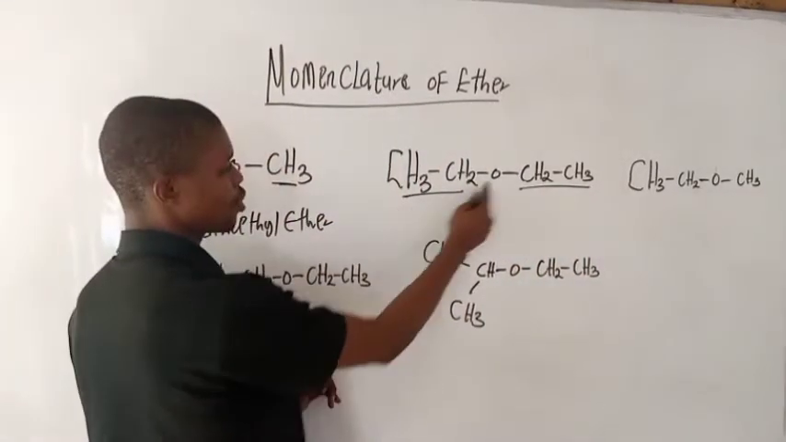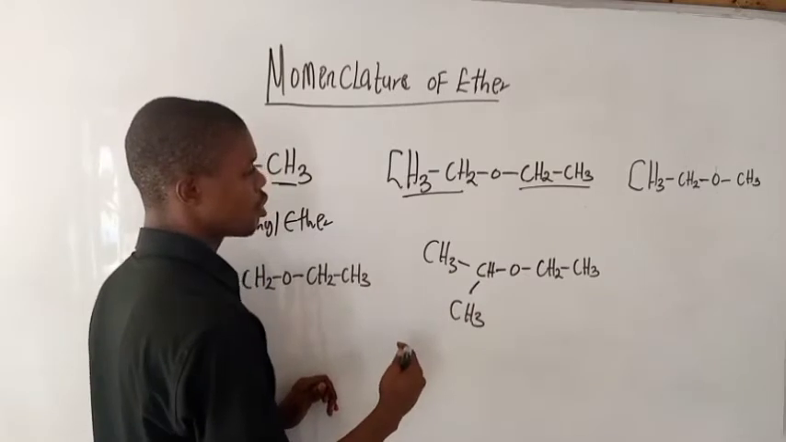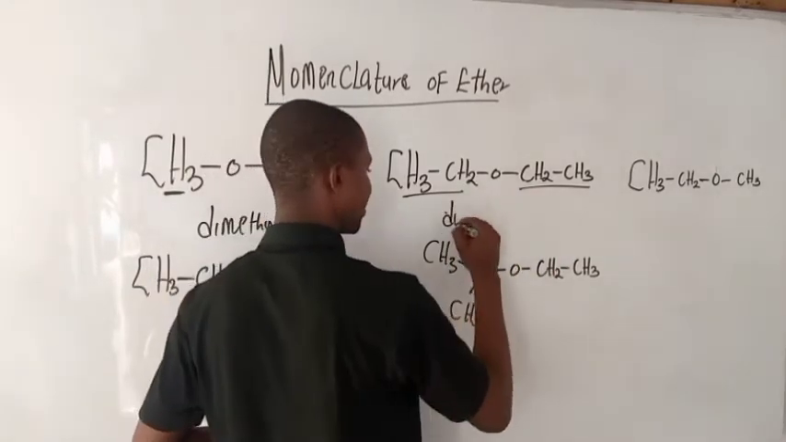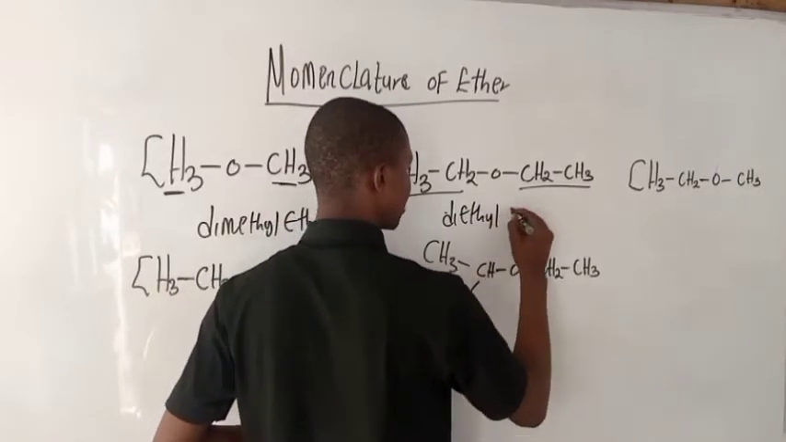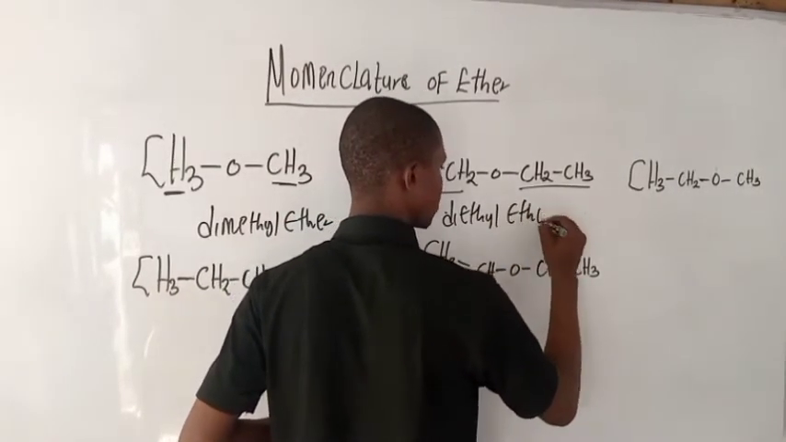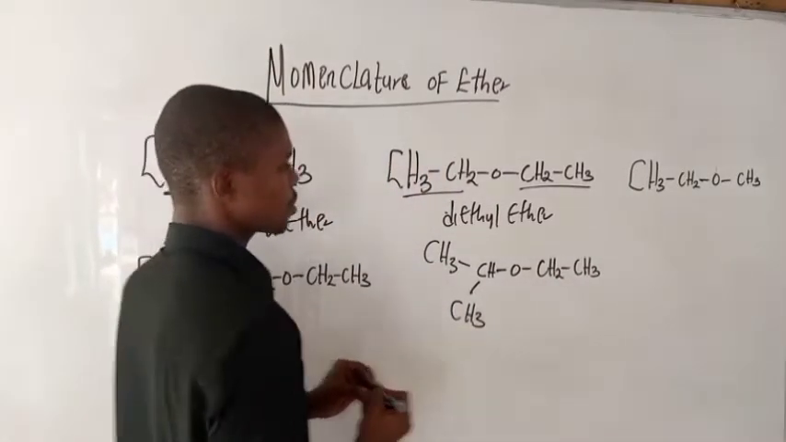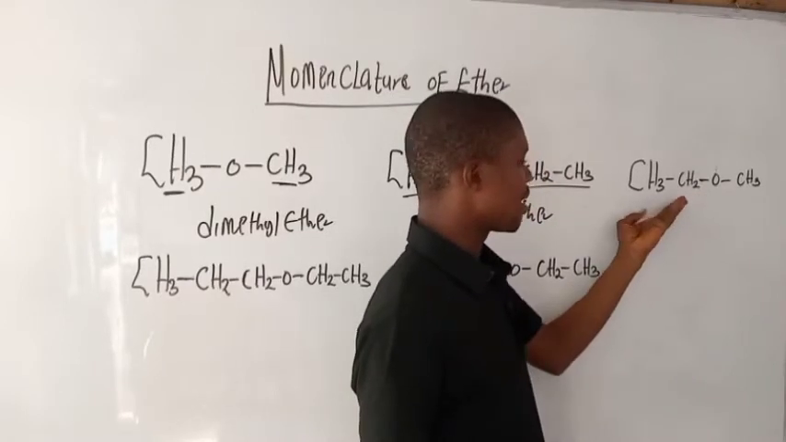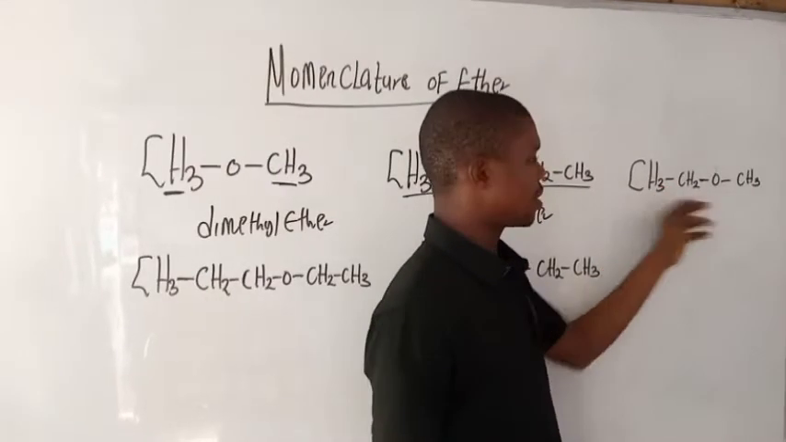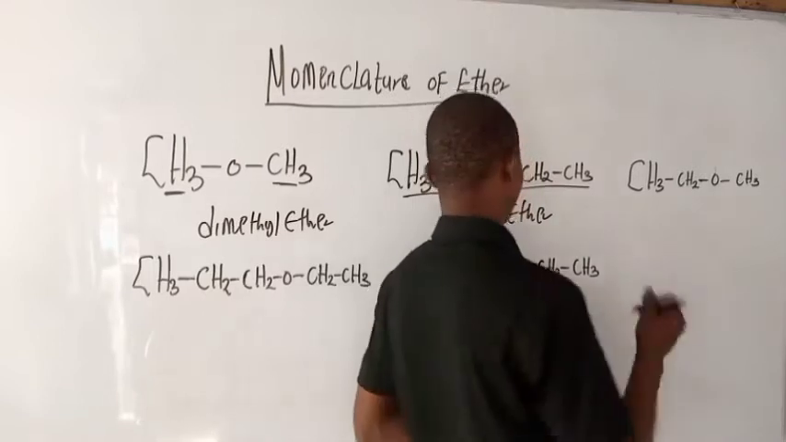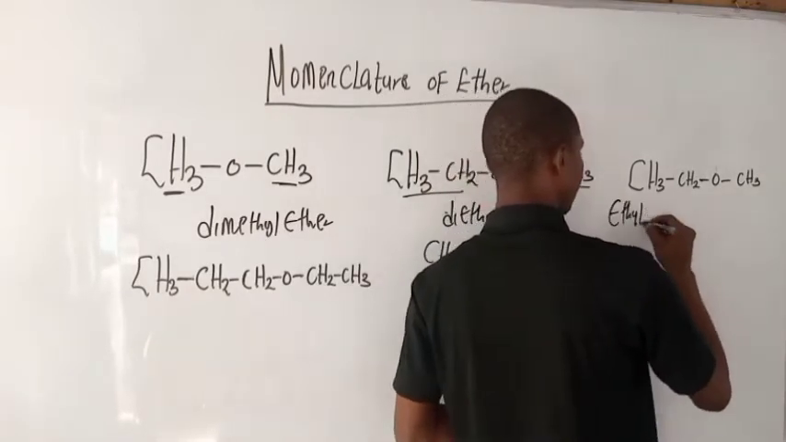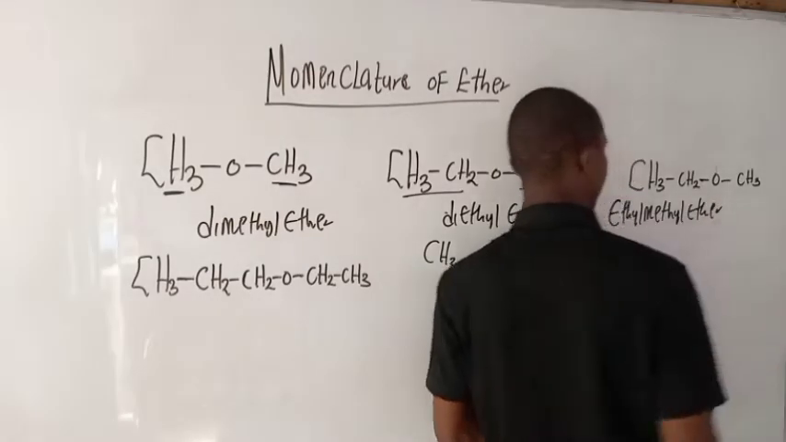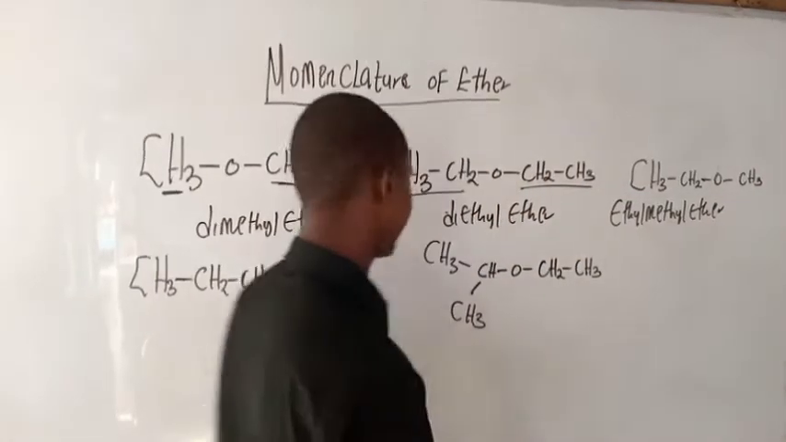Now this one here, two ethyl groups attached to this oxygen, so it's going to be diethyl ether. You get? So what about this one here? We have methyl and ethyl. E will come before M in alphabetical order. So it's going to be ethyl methyl ether. You get? So that is the name.